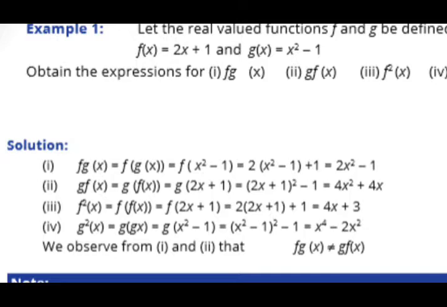And again, in the case of g of g of x, g of x is x square minus 1, because the value of g is x square minus 1. Put this value again in this equation. Now it becomes (x square minus 1) whole square minus 1. Then simplify. Here we expand the square, a square plus b square minus 2ab, and then simplify.